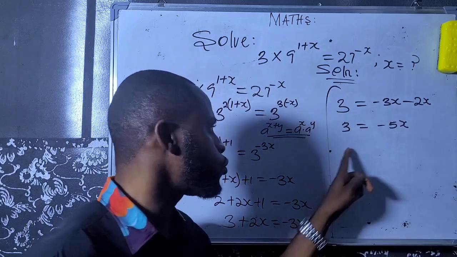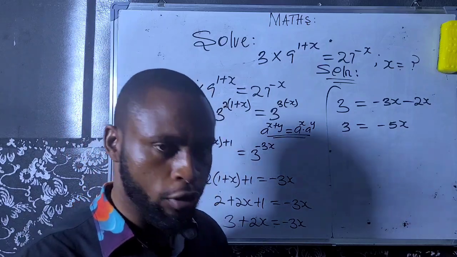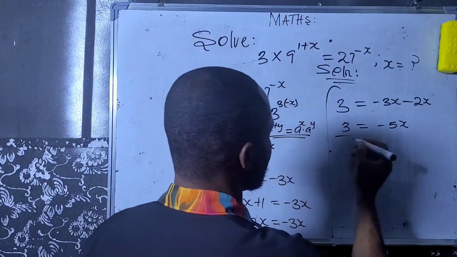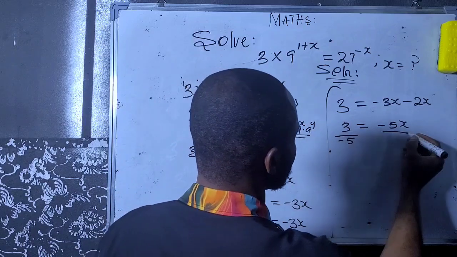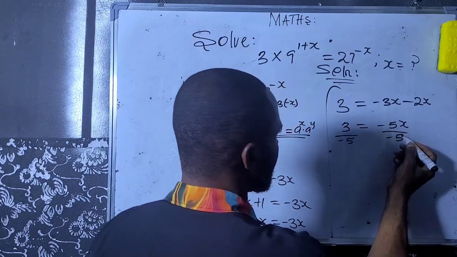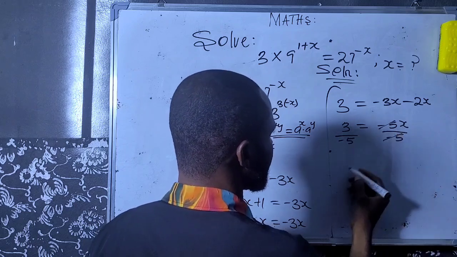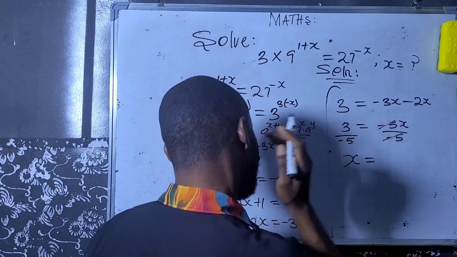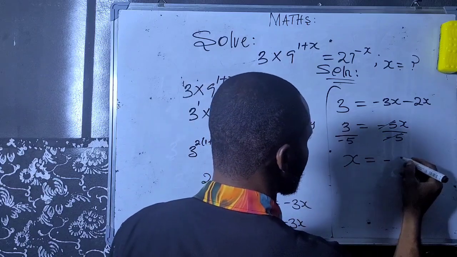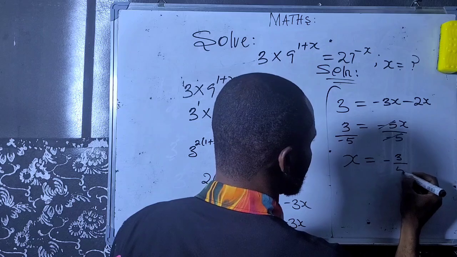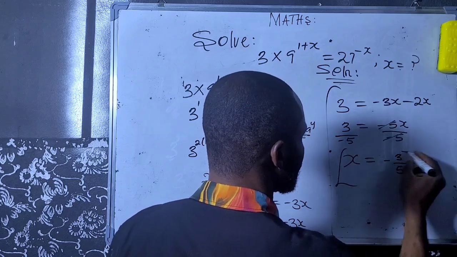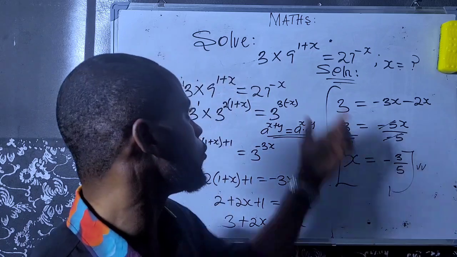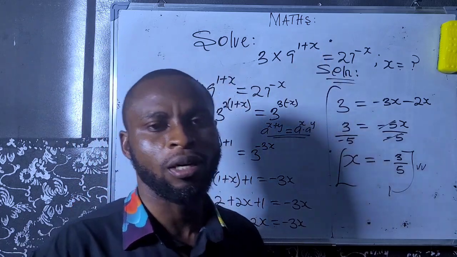To get the value of x, we are going to divide both sides of the equation by negative 5. Negative 5 eliminates negative 5, and we have that x equals 3 divided by negative 5. That will give us x equals minus 3 divided by 5. And this is the value of x that will satisfy this given exponential equation on the board.